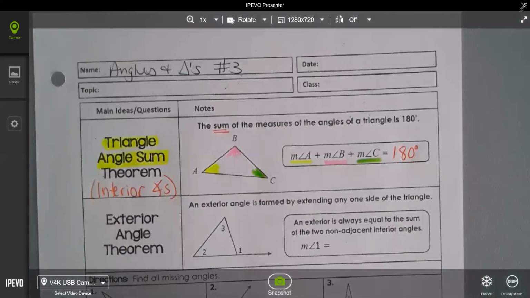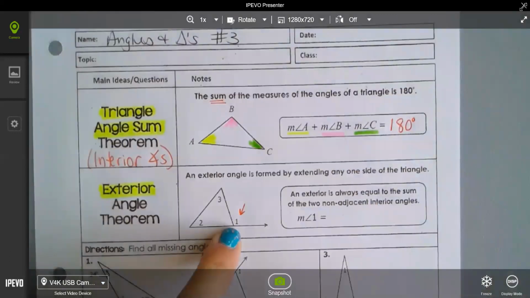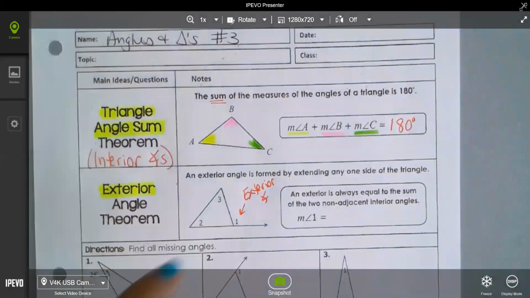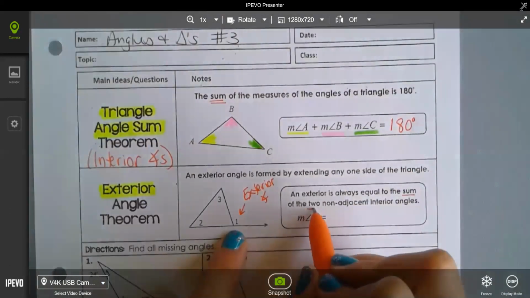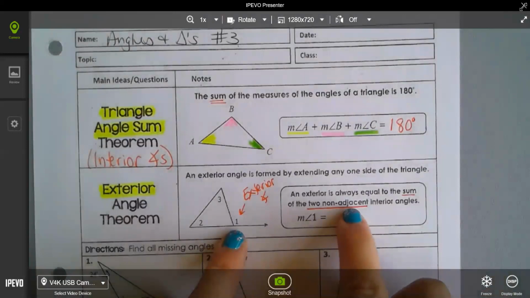All right, the second theorem that we're going to look at today is called the exterior angle theorem. And the exterior angle is one that is on the outside of the triangle. So angle number 1 is an exterior angle. And this is how we do it. An exterior angle, so angle number 1, is always equal to the sum of the two non-adjacent interior angles. So we want something that is not next to or is not attached to angle 1.